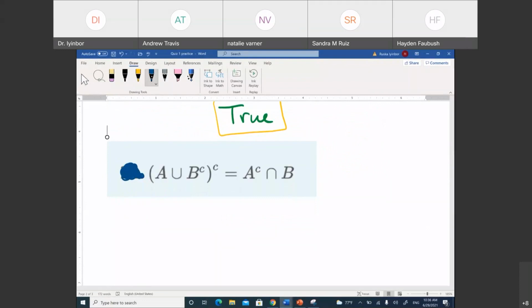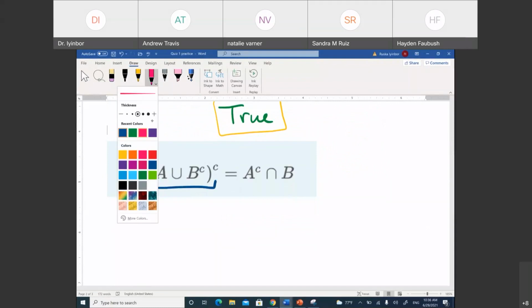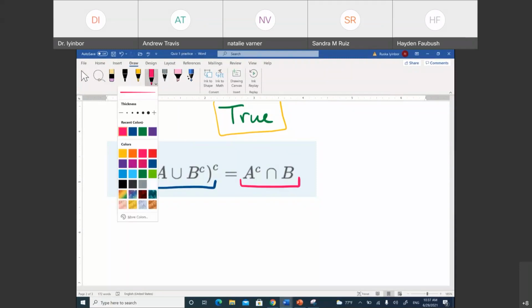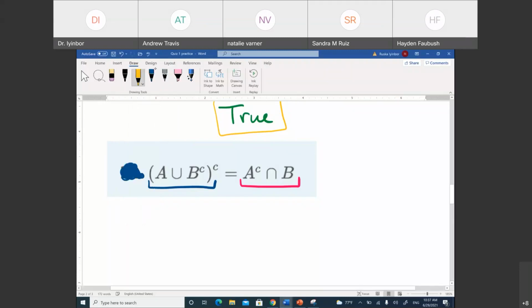So again, I'm going to have the blue side of my equation, and also I'm going to use the red or pink one, whatever the color is. So let's see what we have in the blue side. We have A union complementary of B, and all of these complementary. So let's start with, here we have to do this first. Then after that, I'm going to do the inside of the parentheses. And then after that, I'm going to do the complementary outside.